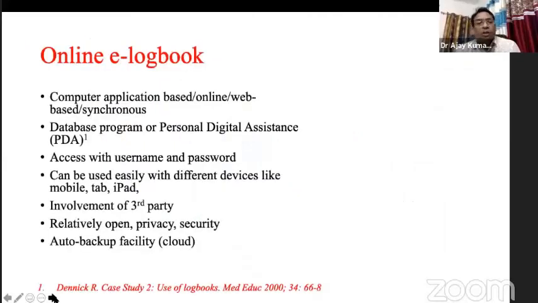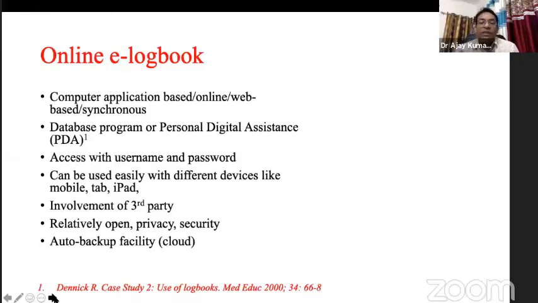Now come to the online e-logbook. Basically, here we have a commercially available web-based app, or a kind of personal digital assistant system. Most of the students use it, and here a student has to create a profile, and he can log into the profile by using a username and password. The important thing is that a student can log his activities from anywhere, from any device, and anytime.